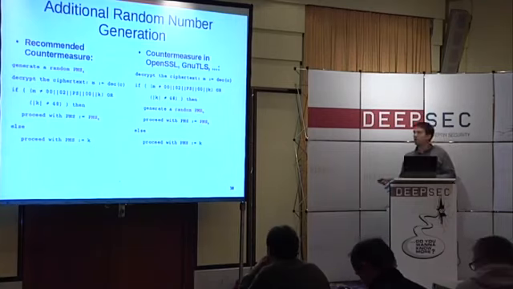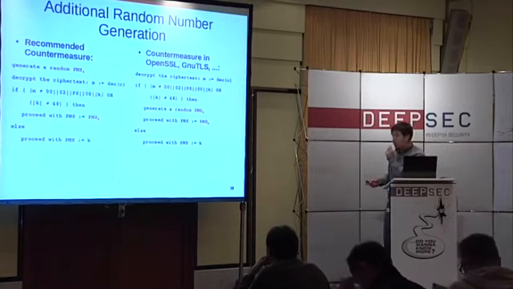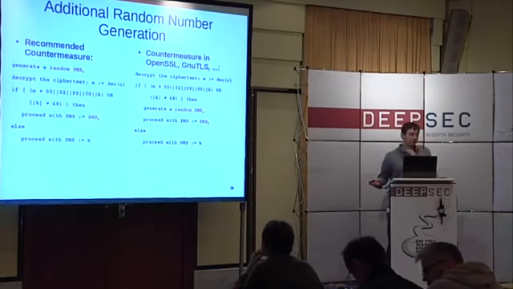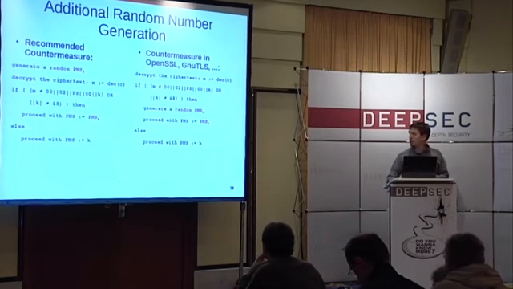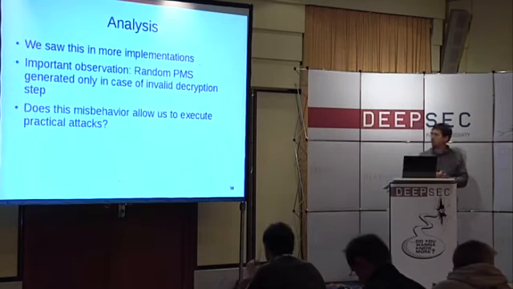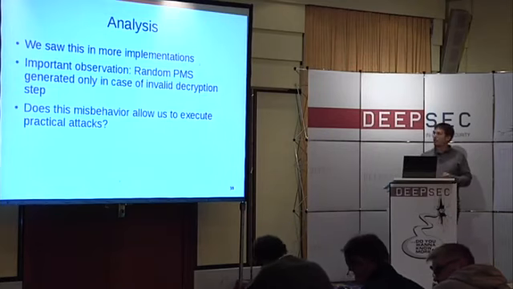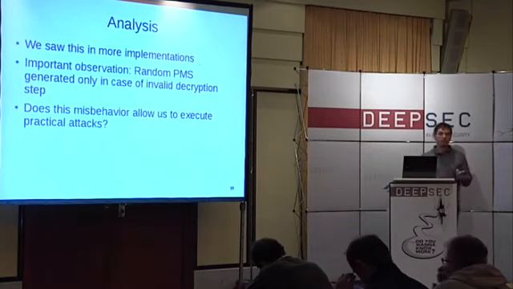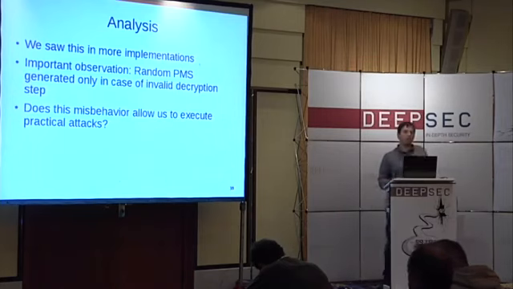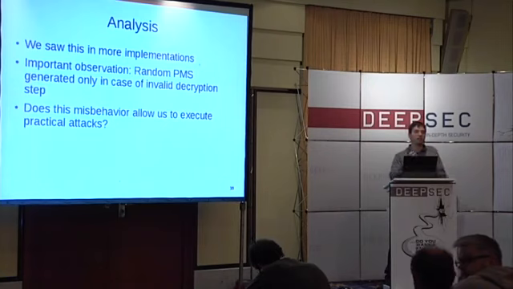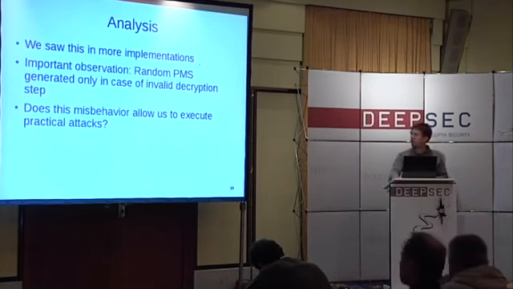So the random number generation is executed only in case something went wrong. We saw this in OpenSSL, GnuTLS, Java, and so on. And our question was, is it enough to execute practical attacks? The random pre-master secret generation is executed only when the message is invalid. So can we observe timing differences between valid and invalid messages and observe this random number generation?